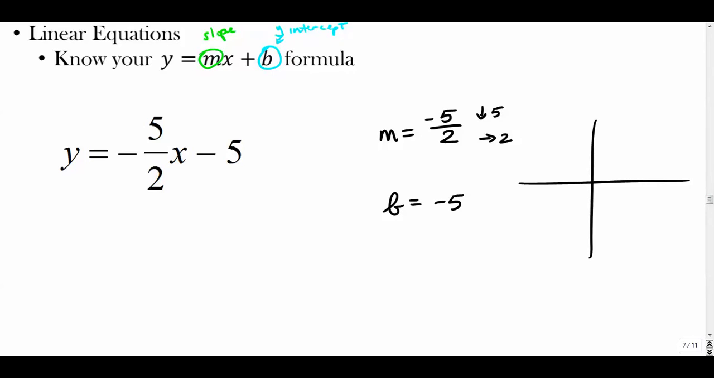So if we had 1, 2, 3, 4, 5, this would be our first point. We would graph that first. Then we would go down 5 and right 2 and put another dot, down 5, right 2, and then we would simply just connect them, arrows in the ends. Simple as that.